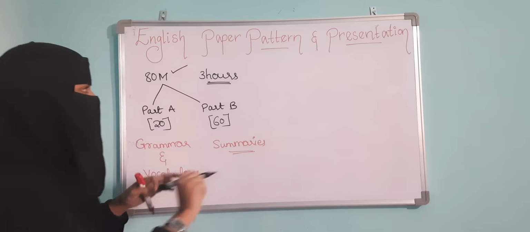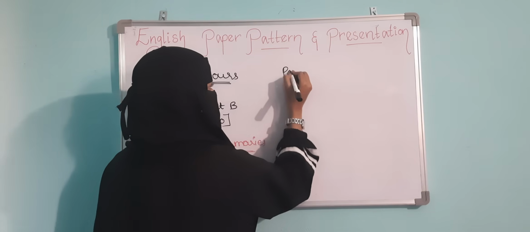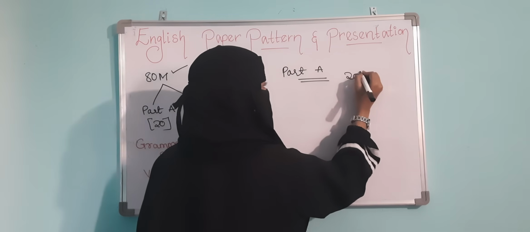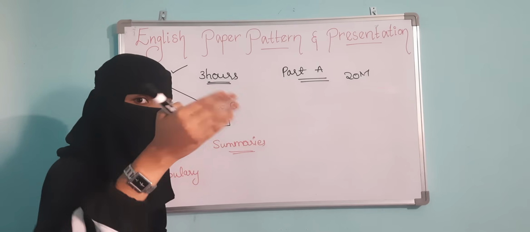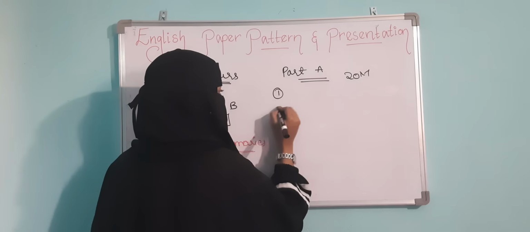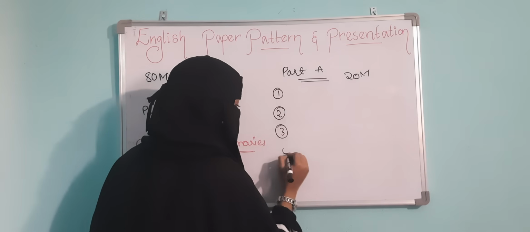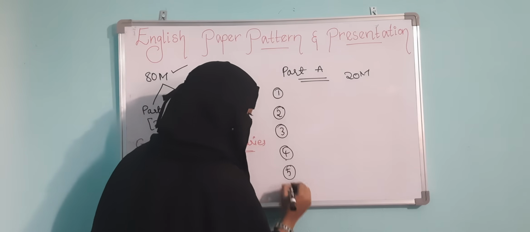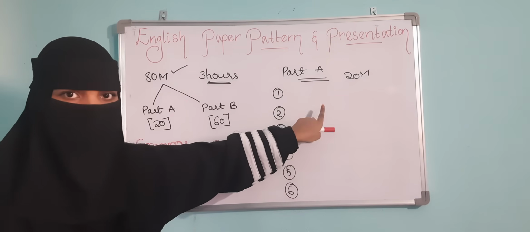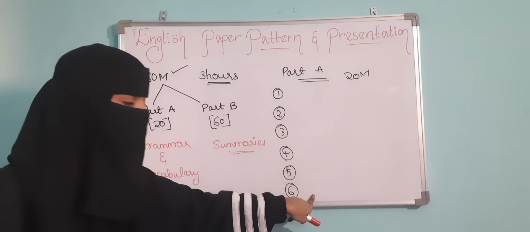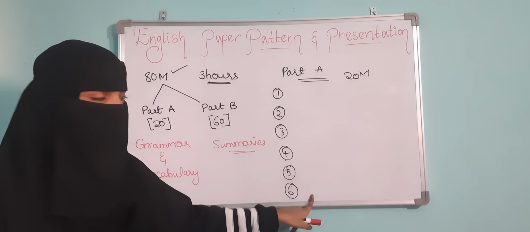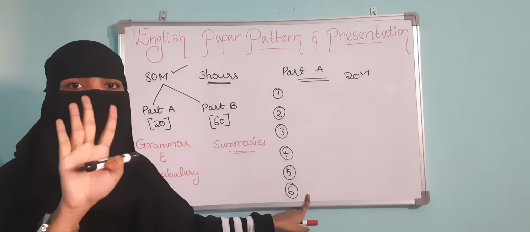Okay, let us start with Part A. Part A consists of 20 marks, right? And these 20 marks are divided into 6 different parts. It means you have 6 questions here: 1, 2, 3, 4, 5, 6. 6 questions will be there in Part A, and out of these 6 questions, you need to attempt any 4 questions. Getting my point?